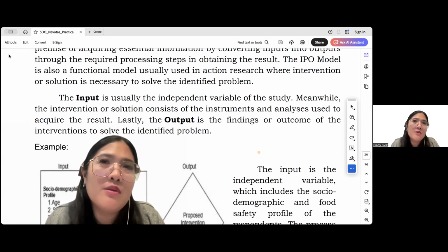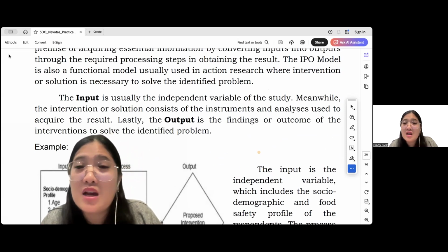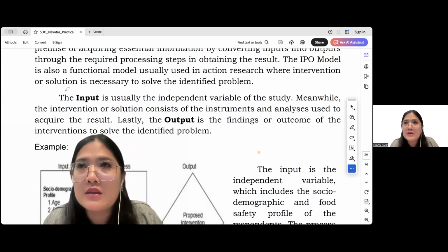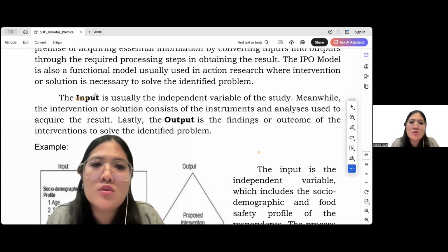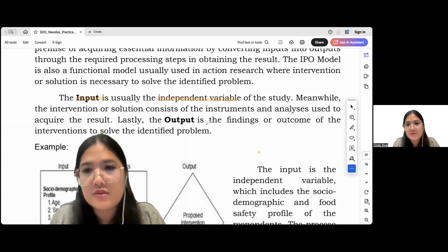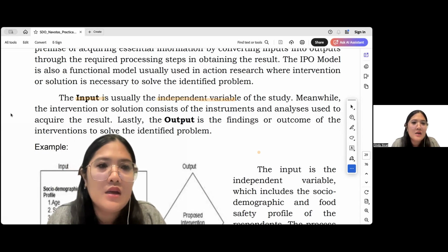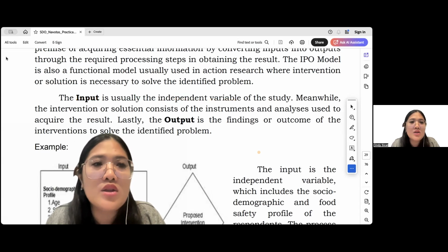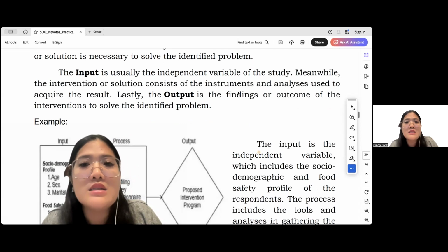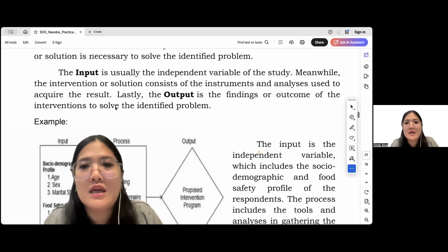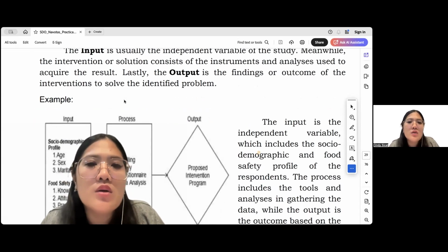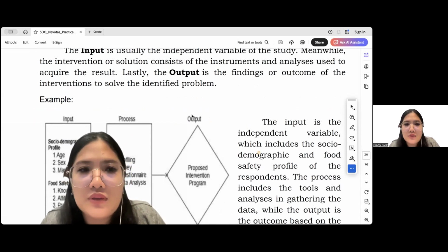A problem faced by, let's say, a community, or a problem faced by many people, wherein many people are affected. So inputs, or an input, is usually the independent variable of the study. Okay? And then we have the intervention or solution, consisting of the instruments and analysis used to acquire the result. Then lastly, we have the output, and this would be the findings. What are we going to come up with? Okay, what's the outcome of the intervention?